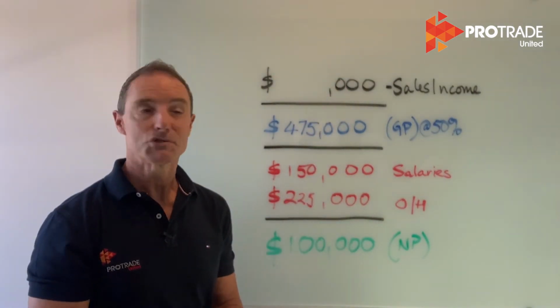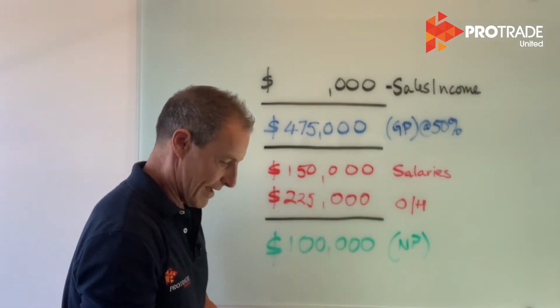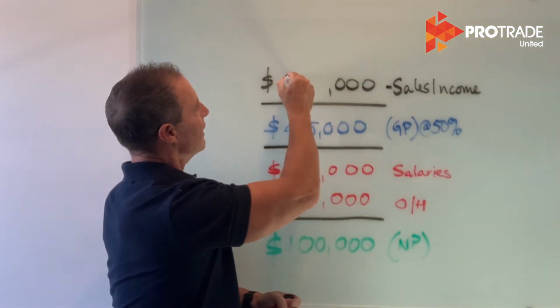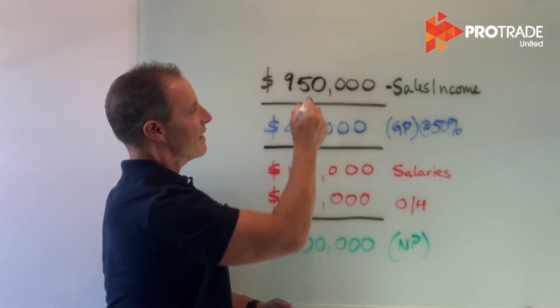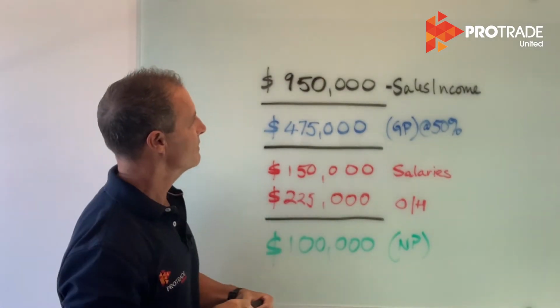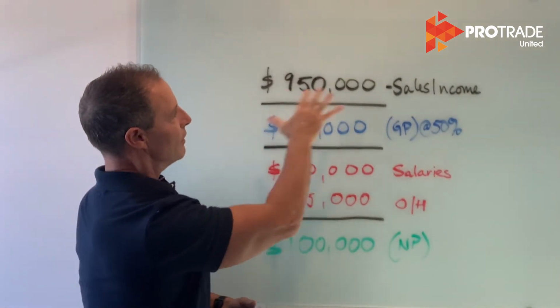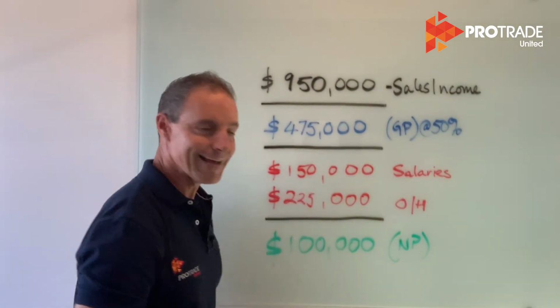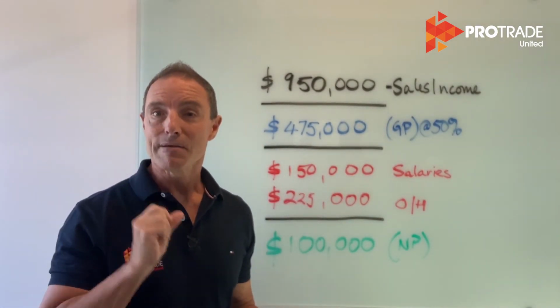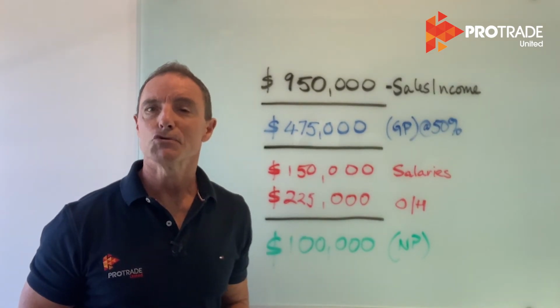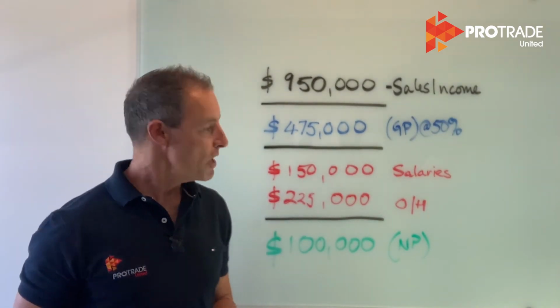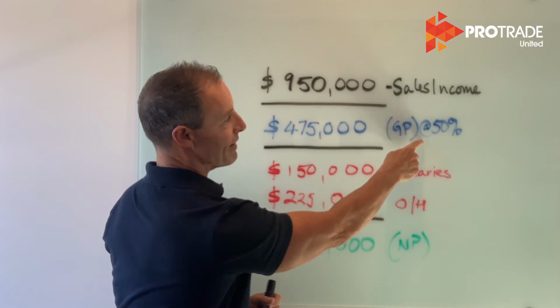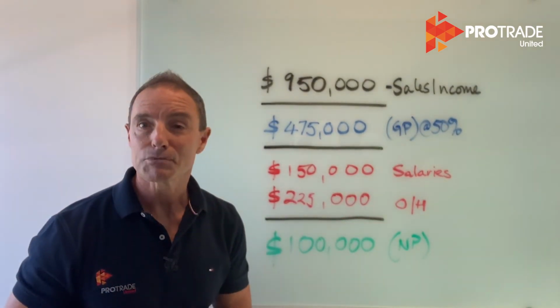We actually can reduce that, and if we double down, we've got $950,000. I thought that might happen. So in this situation, $950,000 reduced sales volume gives you the $100,000 net profit. But let's see what we can do to tweak something else as well. What happens if we got really smart with working on our gross profitability?